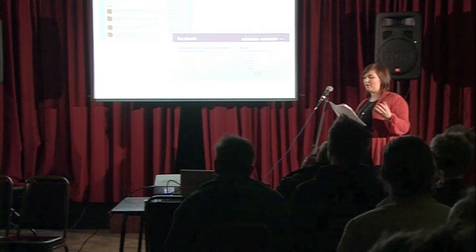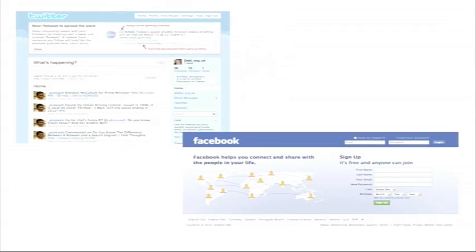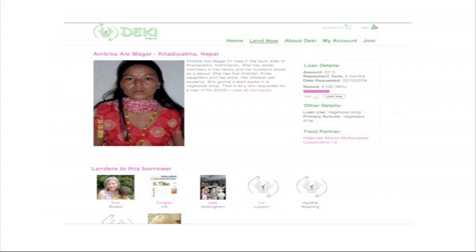By combining this with social networking, we're trying to create a community and build relationships. We know what social networking is: Facebook, Twitter. Most of us would probably use these in some way. This is a new way of doing it, where you're gaining an insight into the lives of people in the developing world and actually being able to help them.